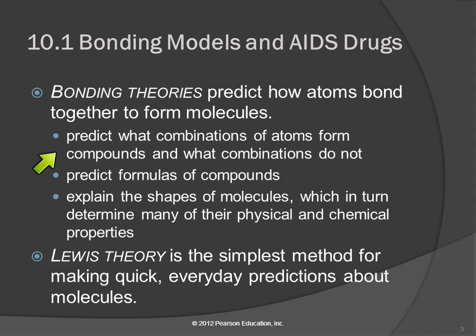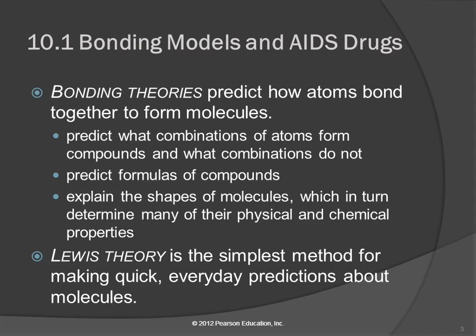They're going to predict what combinations of atoms will form compounds and what combinations do not. So instead of trying to get sodium and magnesium to interact with each other and form a compound, and trying lots and lots of different things and failing, you can look at bonding theories and predict that sodium and magnesium are not going to form a compound, and in truth they don't.